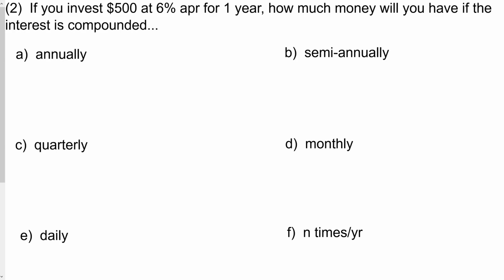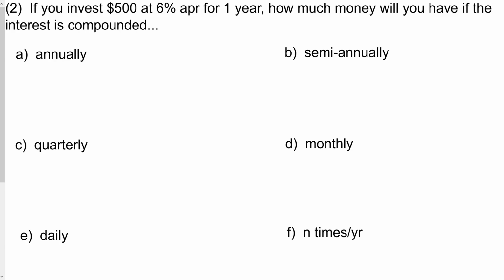So, interest is not always compounded annually, meaning just at the end of a year. Sometimes interest is compounded semi-annually, quarterly, monthly, daily, etc. So multiple times per year. So let's work through these scenarios. If you invest $500 at 6% APR for 1 year, how much money will you have if the interest is compounded in these various ways?